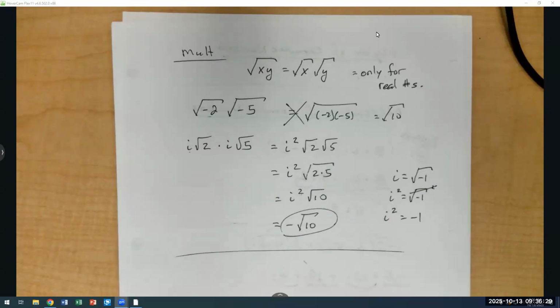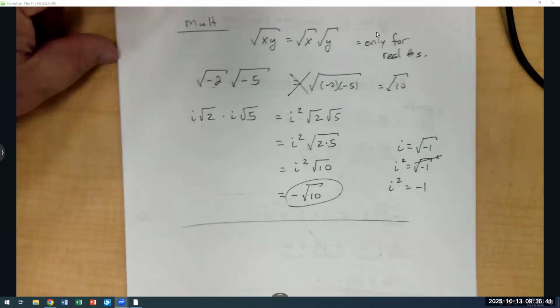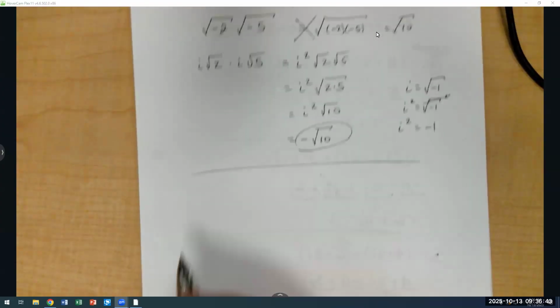Does that work with any other type of exponent? If we had i to the 56, same thing. But we have to go through that first. It's a whole process. Okay, how about this one? This is the examples.